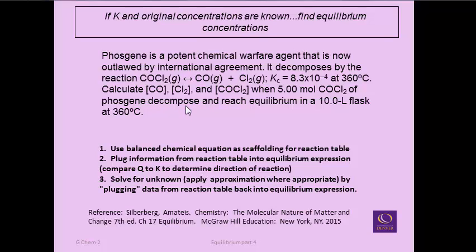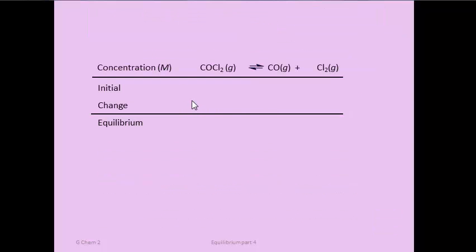So same procedure, set up your reaction table, put the balanced chemical equation above, make sure this is balanced: 1 carbon, 1 oxygen, a couple chlorines, okay, that's a balanced chemical equation. Make sure that you're expressing things in concentration, not moles. And it's important to note that when these reactions take place, they all take place in the same volume, so basically everything's divided through by the 10 liters. So as the stoichiometry takes place, you can express it in terms of molarity because the volume will be a wash. And that works out nicely.